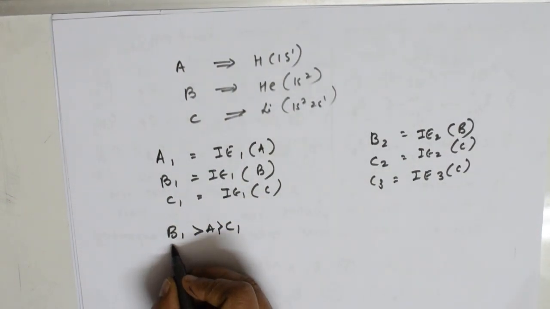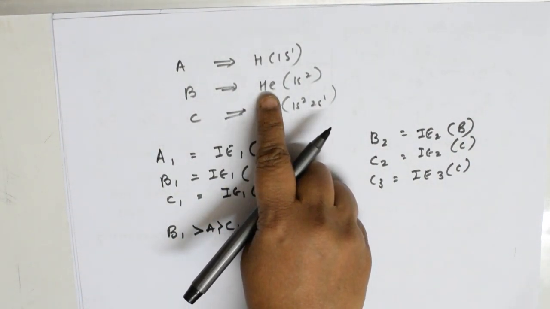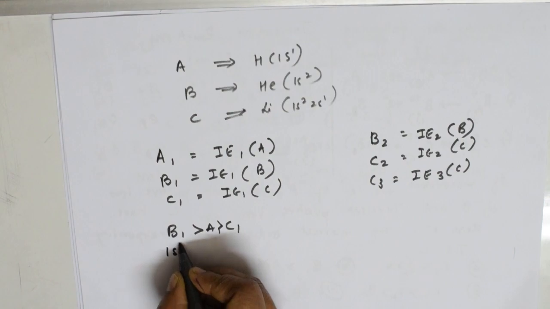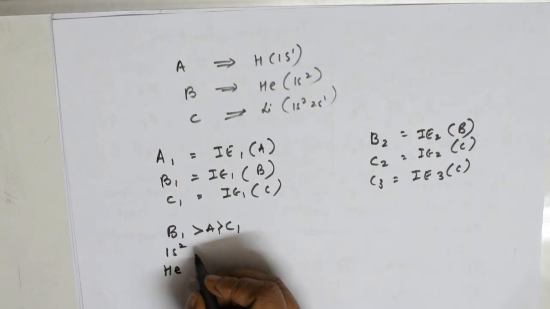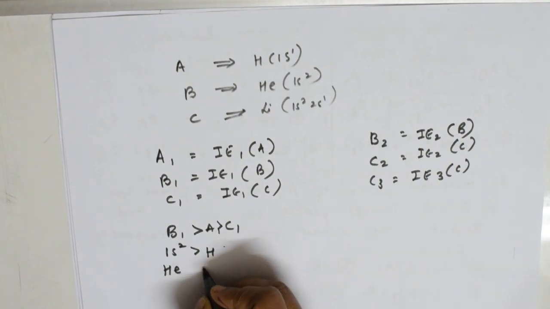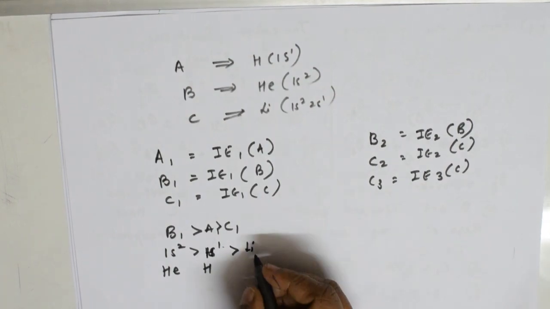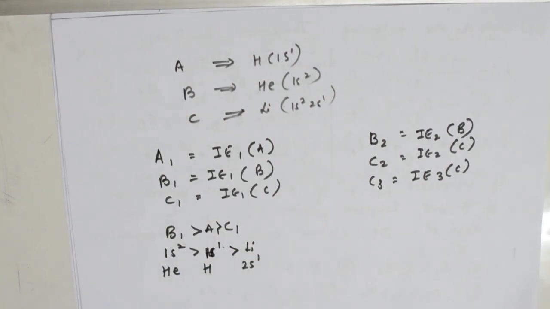Now what is happening here? B1, what did I say? B is helium, correct, no? So this is 1s2, so this is helium. Then they said A is what? Hydrogen. Done. This is 1s1, then this is hydrogen, greater. Then C1 is lithium, which is, what is that? 2s1, because it has lost 2 electrons, isn't it? Right, the outermost electron. Done.